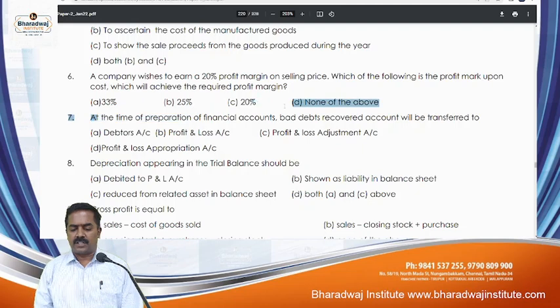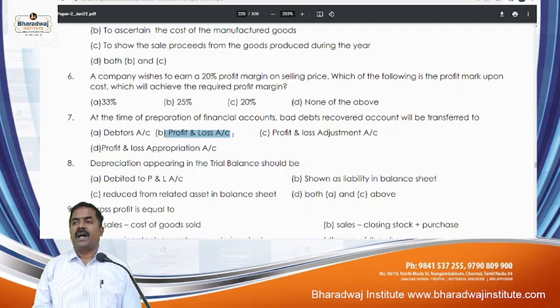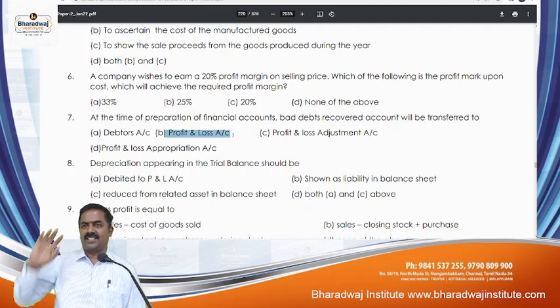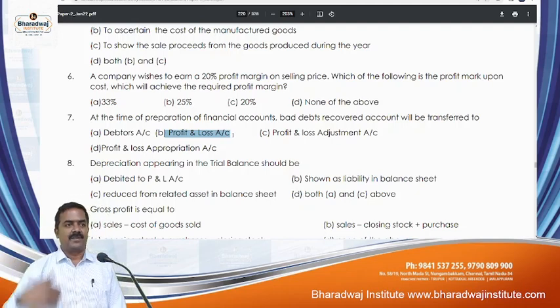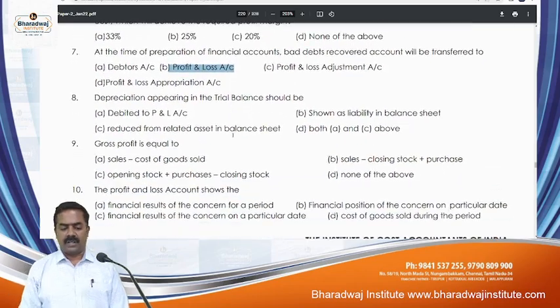Next, what is the next one? At the time of preparation of annual accounts, bad debts recovered will be transferred to which account? P&L account. Bad debts recovered. For example, bad debt is a loss. When you recover it, is it a gain or loss? Last year we have written off bad debts. When that customer comes and pays today, is it a gain or loss for you? Bad debts recovered is a gain that will be credited to which account? P&L account.